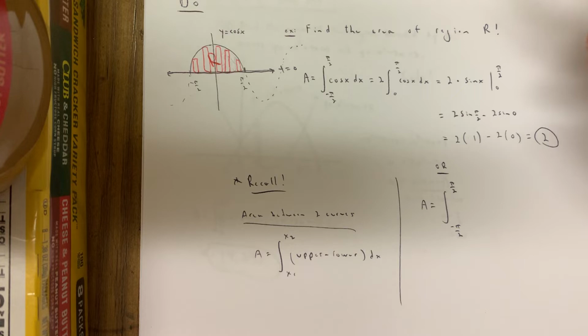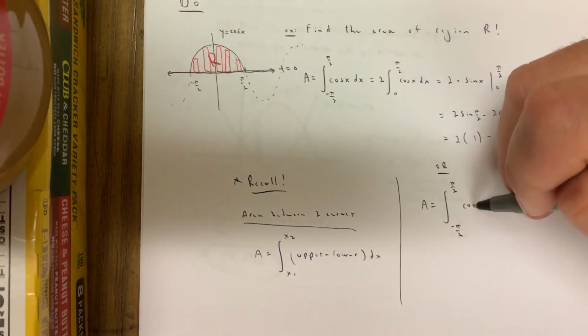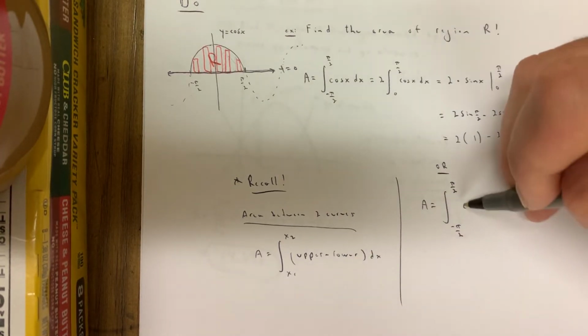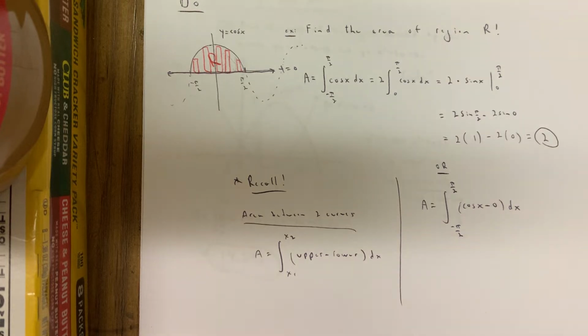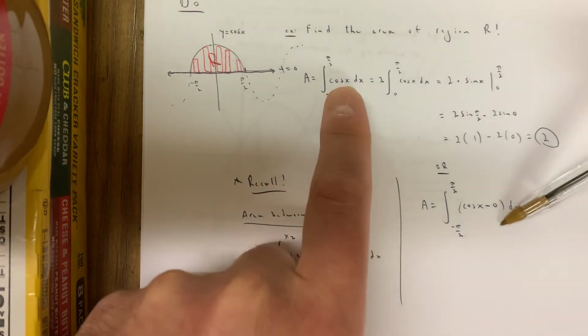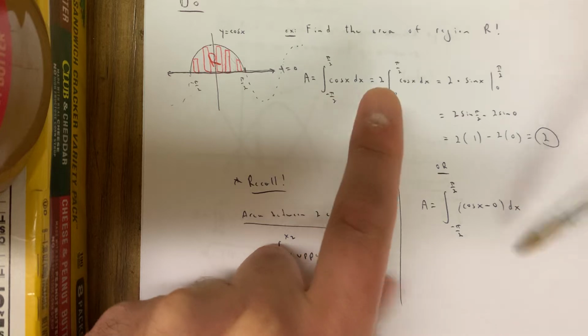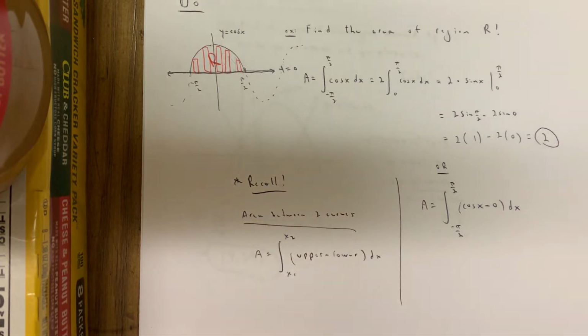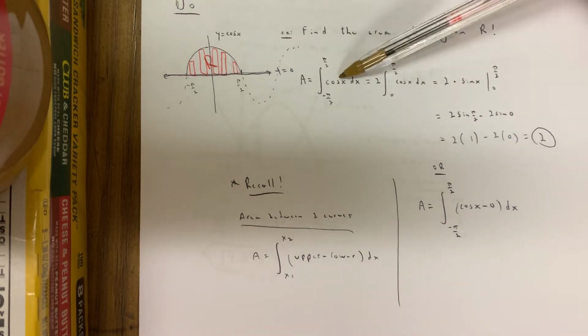Upper function minus lower function. Upper function is cosine x. Lower function is 0. Integrate it with respect to x. And you can see this is the same as what we started with, right? Because cosine x minus 0 is just equal to cosine x. So people are like, yeah, that's dumb. And I remember that the first time I saw it too, and a teacher showed me it that way. I was like, that's dumb. I'm going to do it this way.